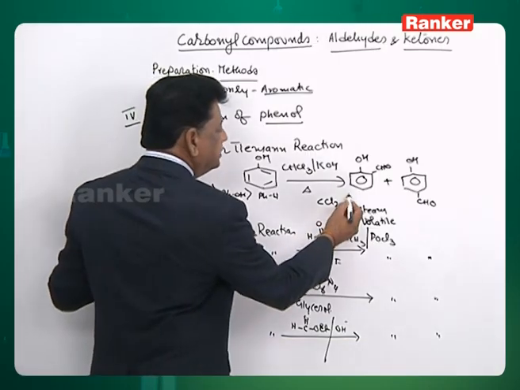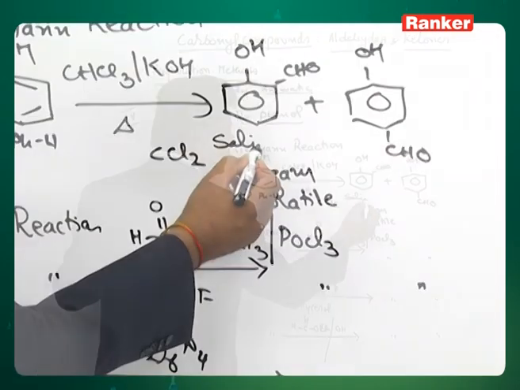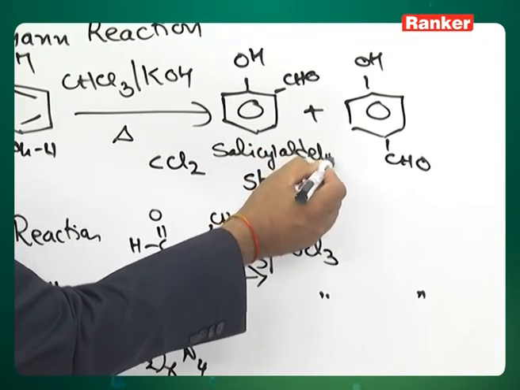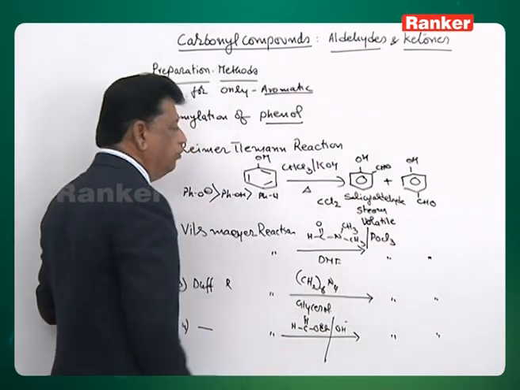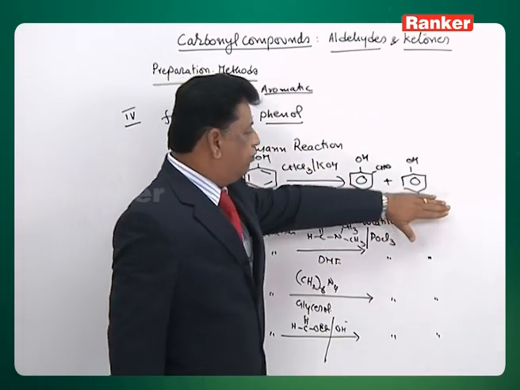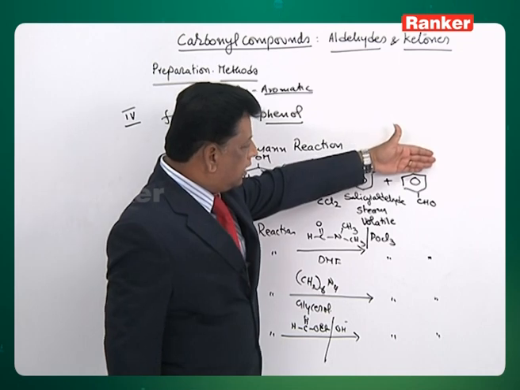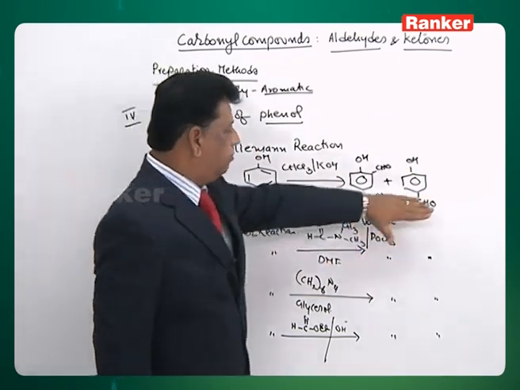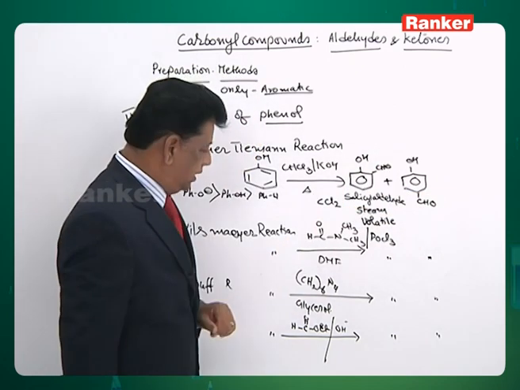The first member has a specific name, called what? Salicylaldehyde. The second member has no common name; you have to go for saying formylated phenol or hydroxybenzaldehyde, para-hydroxybenzaldehyde, or para-formyl phenol, either way it is okay.